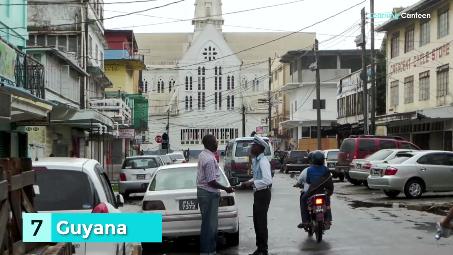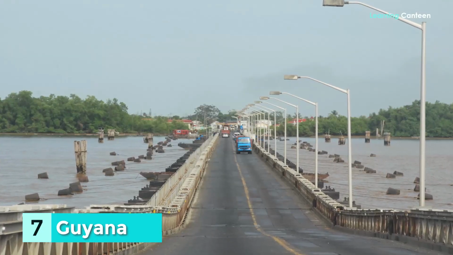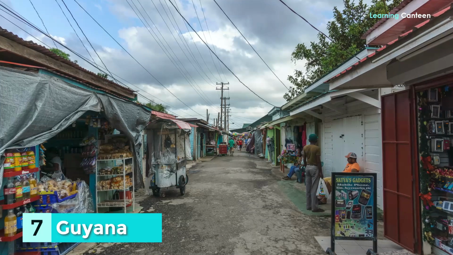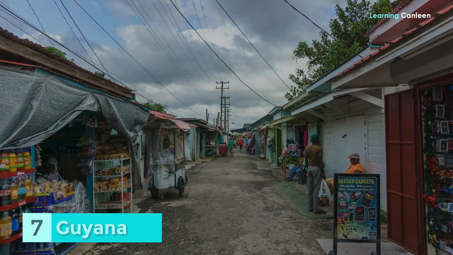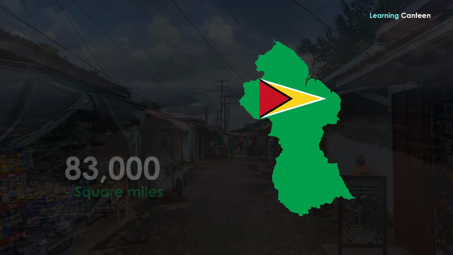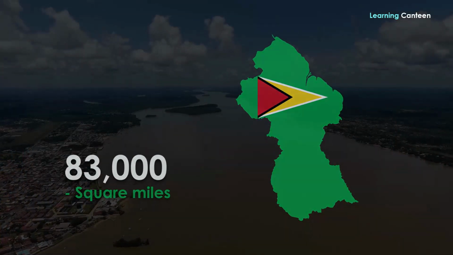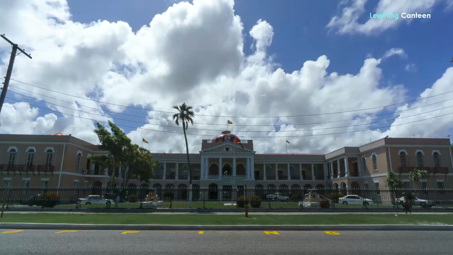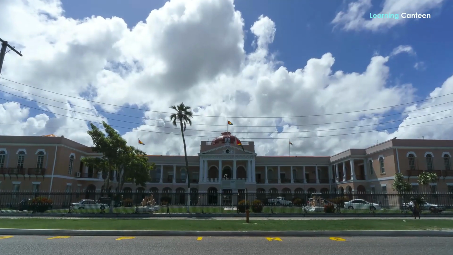7. Guyana. We now turn our gaze at Guyana, a small country on the northern Atlantic coast of South America with a population of about 789,000. It has a sizable area of 83,000 square miles. Georgetown, which is the capital city, is home to nearly a third of its population.